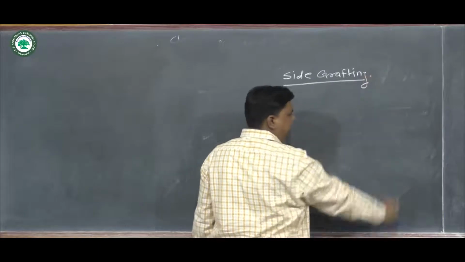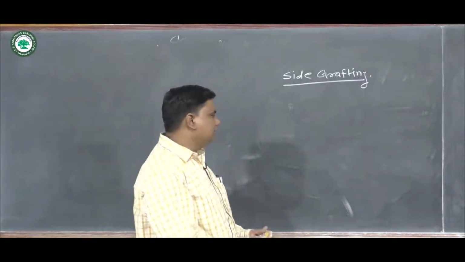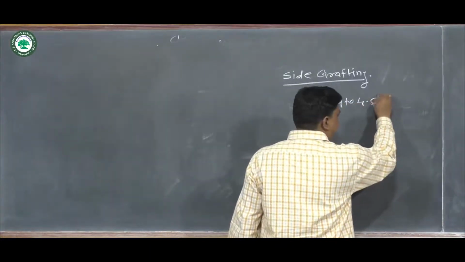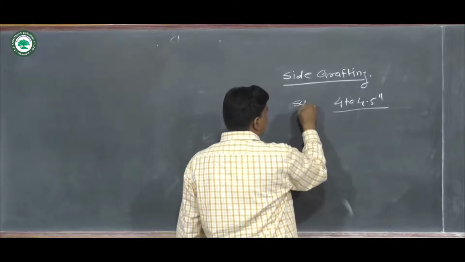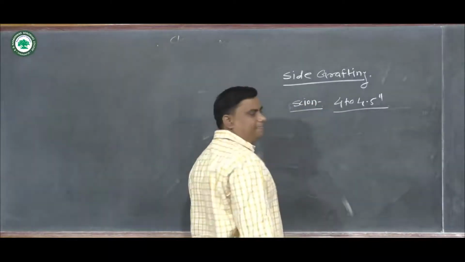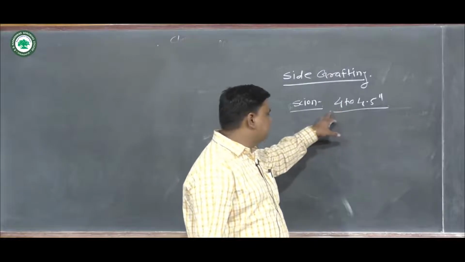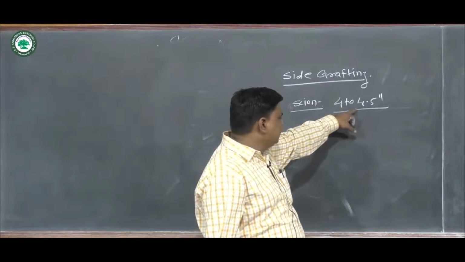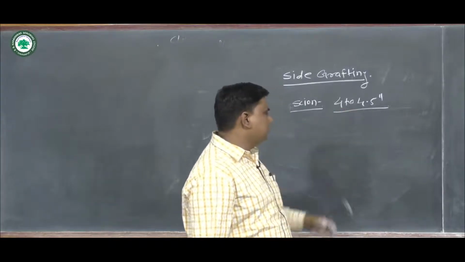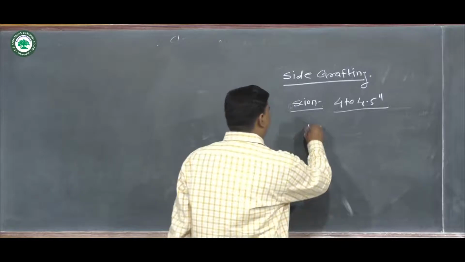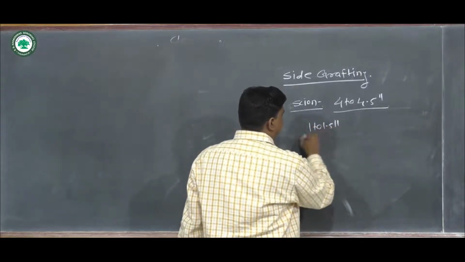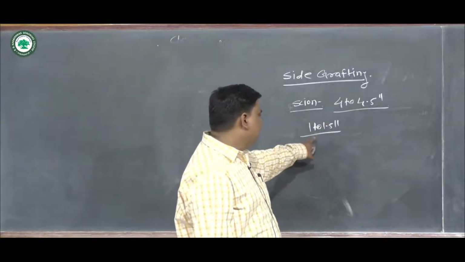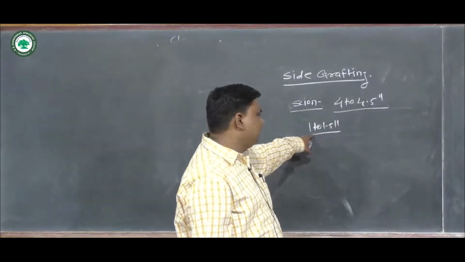Side grafting. Here the scion shoot is about 4 to 4.5 inch, defoliated. A narrow thin wedge of about 1 to 1.5 inch deep is made on any side of the particular stalk.